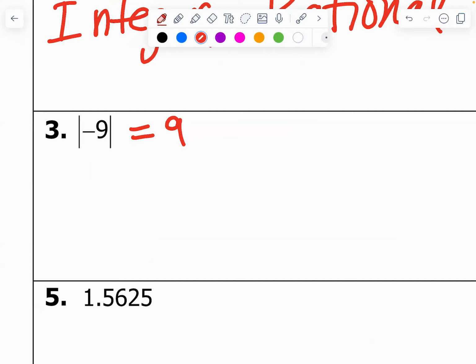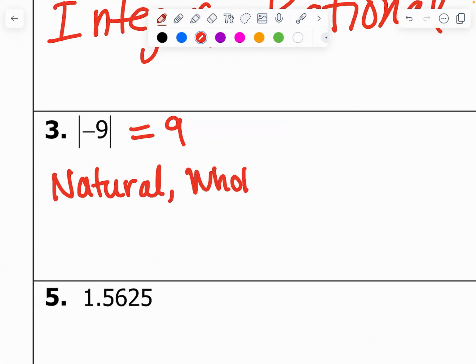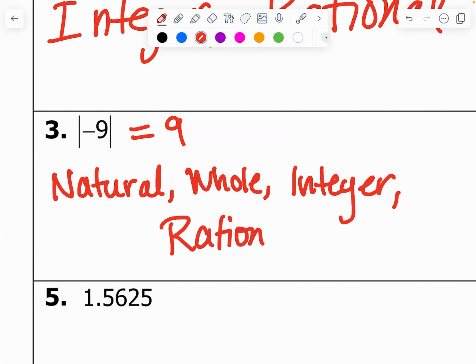So it is a natural number, and if it's a natural number, it is nested in all four of these bowls. So we are going to write, it is a natural number, which is inside of the whole numbers, which is inside of the integers, which is inside of the rational. Since it's in this cute little bowl, it's in all of them.